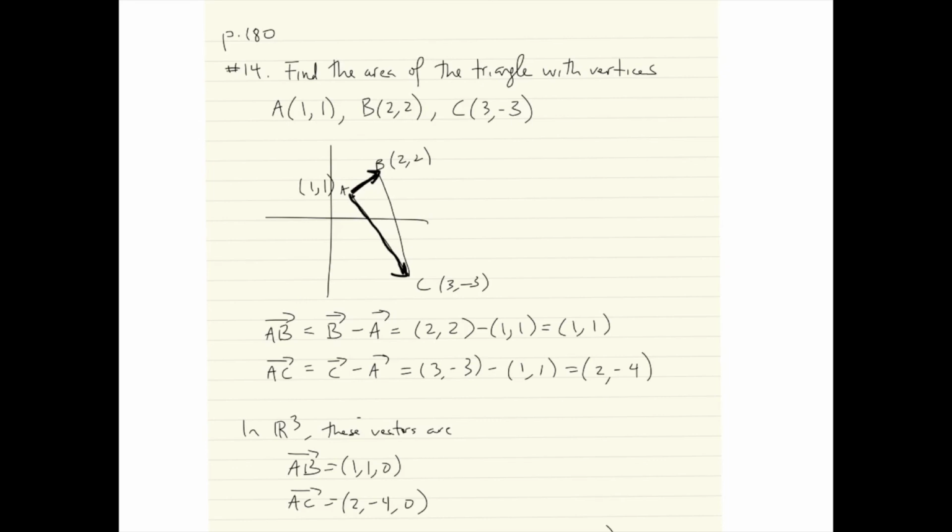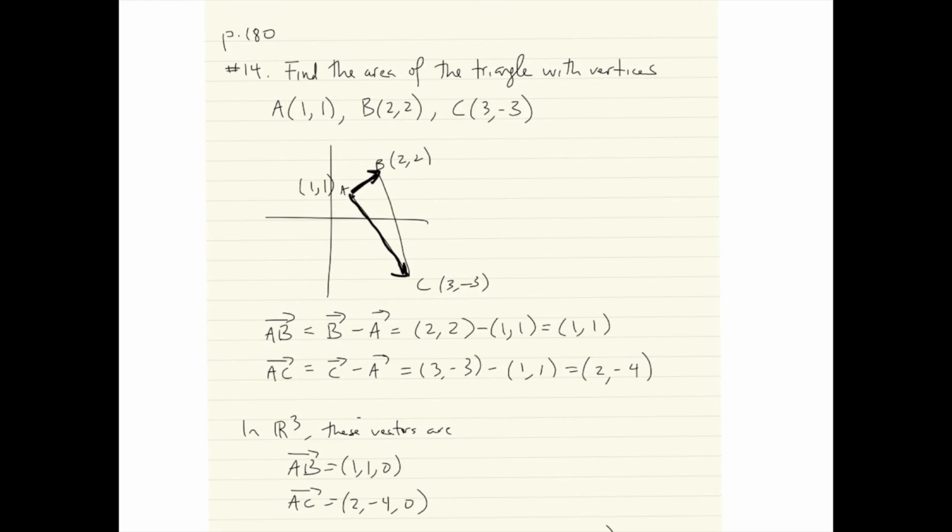Okay, let's do an example from Anton, page 180, number 14. It says, find the area of the triangle with vertices A located at 1, 1, vertex B located at 2, 2, and vertex C located at 3, -3. So here I roughly sketched the positions of A, B, and C, and then we've got this triangle. And so the first idea is to make these two vectors starting at A, one that starts at A and goes to B, the other that starts at A and goes to C.